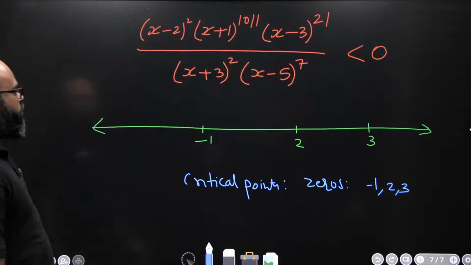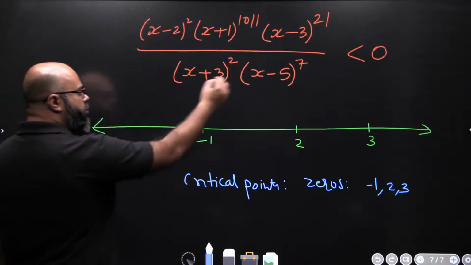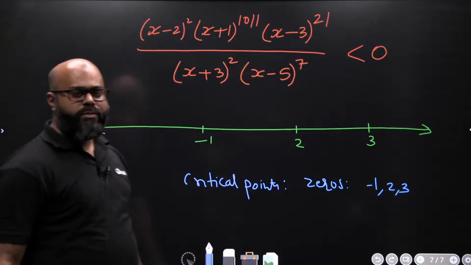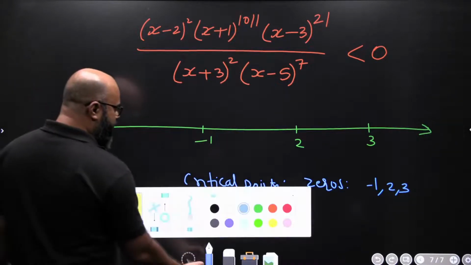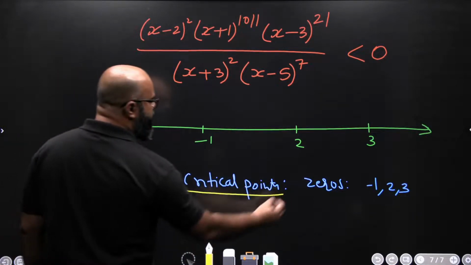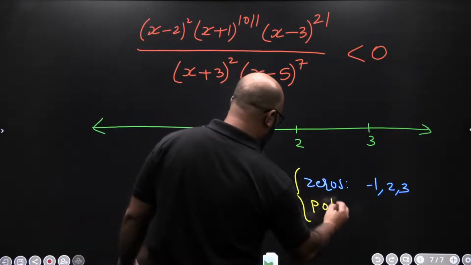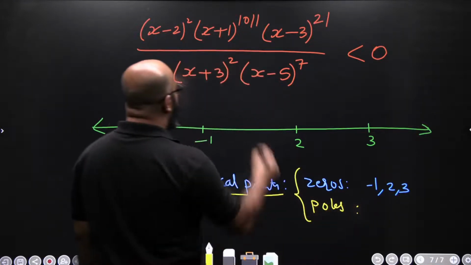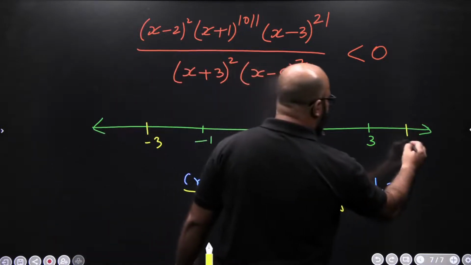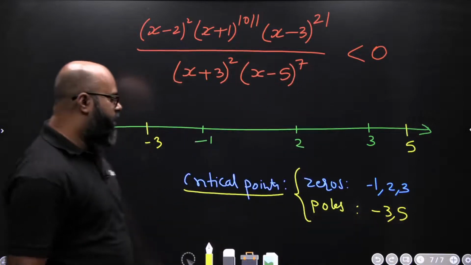Now, there is one more thing, that is the denominator here. What about the denominator? Denominator is also getting 0. Where is it getting 0? At minus 3 and 5. So, can we say that they are also zeros? No, we can't say they are zeros. Of course, we can say that these are critical points, but these are poles. So, what do we call them? We call them poles. So, poles are minus 3 and 5. So, minus 3 and 5 are the poles where the denominator is becoming 0.